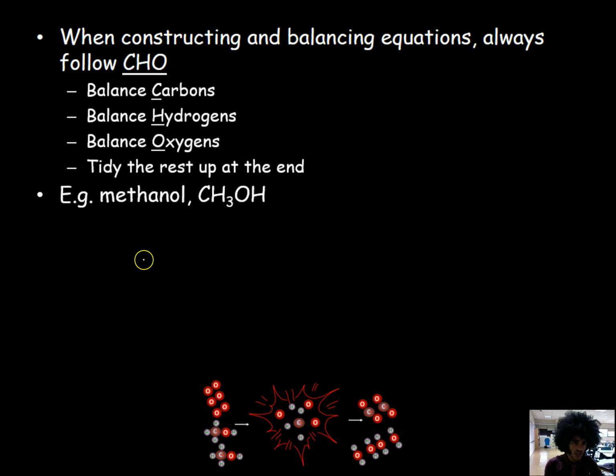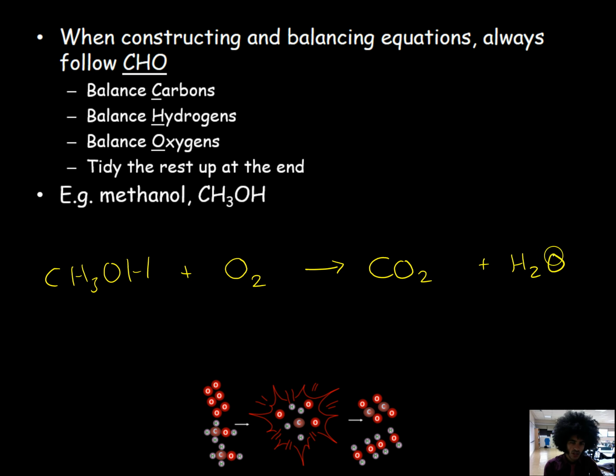So methanol is CH3OH, and this is combusting, so it's reacting with oxygen. The products are always the same with the combustion of alcohols. It's always going to be CO2 plus H2O. Now the first thing I would do if I had this is I'd try and balance my carbons. So I've got 1 carbon here and 1 carbon here, so carbons is fine.